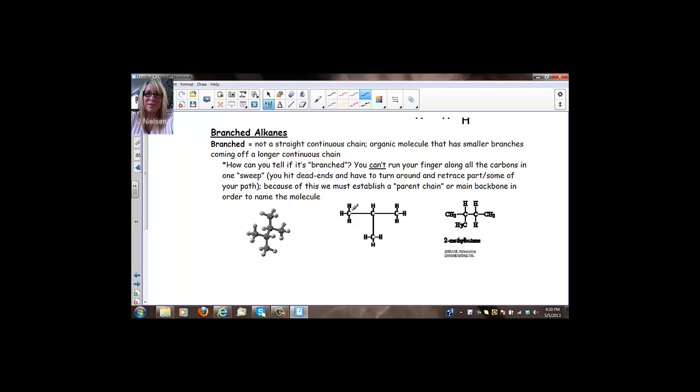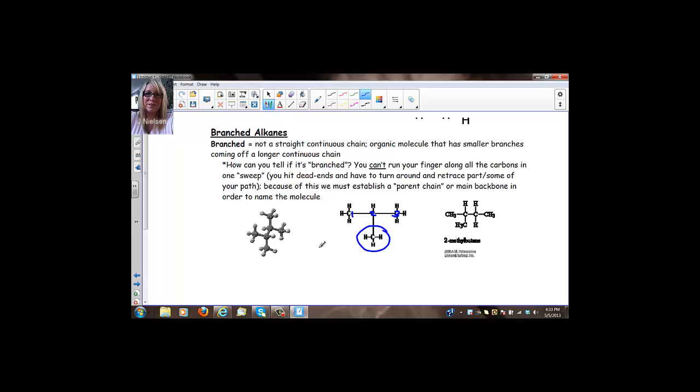So right here, I can go from left to right, 1, 2, 3, but I can't get back to this carbon without retracing my steps. So this is considered a branched hydrocarbon. I could also go 1, 2, and down 3, but then I can't get to this one. Either way, these are going to have the same name. Okay, so as I was saying, I can number this chain 1, 2, 3, and that would be my parent chain. And here is my group.